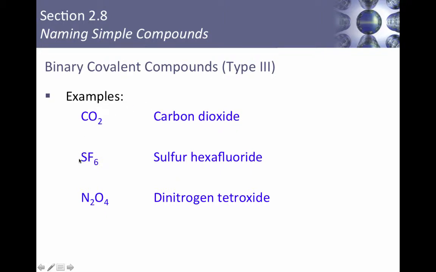All right, so let's look at the next one. This one has sulfur. So here's our sulfur, and then we have 6 fluorines. So the 6 becomes hexa, and the fluorine becomes fluoride.